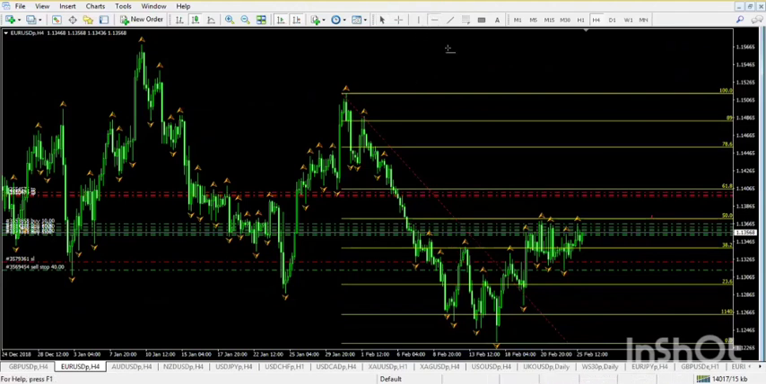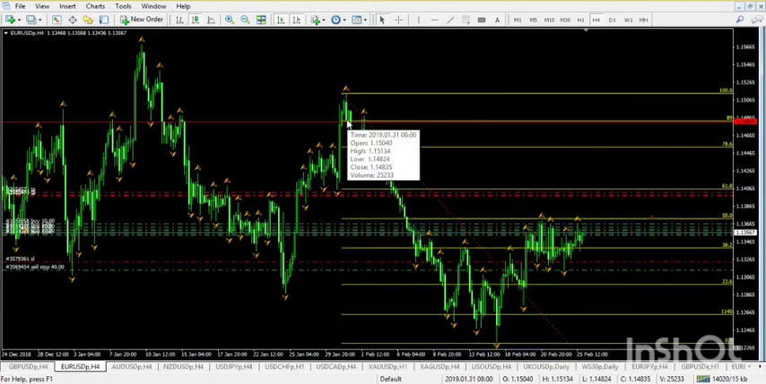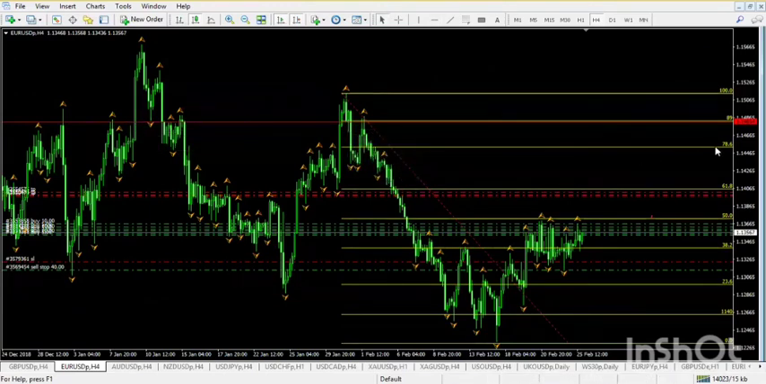You see, where is the 89 level? It's right here. You see the swing low here. It overlaps the swing lows. And also the 78 level. You see the swing low here? You see that?